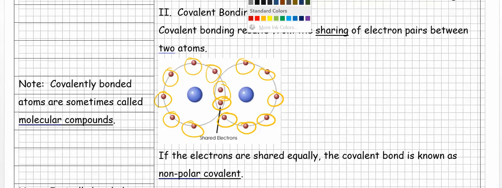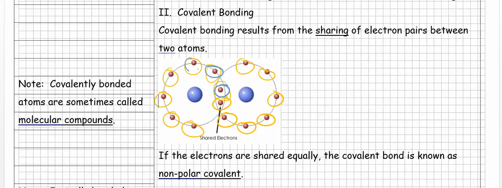But let's take a look at what's going to happen here. What's going to happen is that each atom is going to feel as though it has 8 electrons. Let's take a look at this atom first. 1, 2, 3, 4, 5, 6, 7, 8. This atom feels as though it has 1, 2, 3, 4, 5, 6, 7, 8. So both atoms benefit from this covalent bonding. Both atoms feel as though they have an octet of electrons.